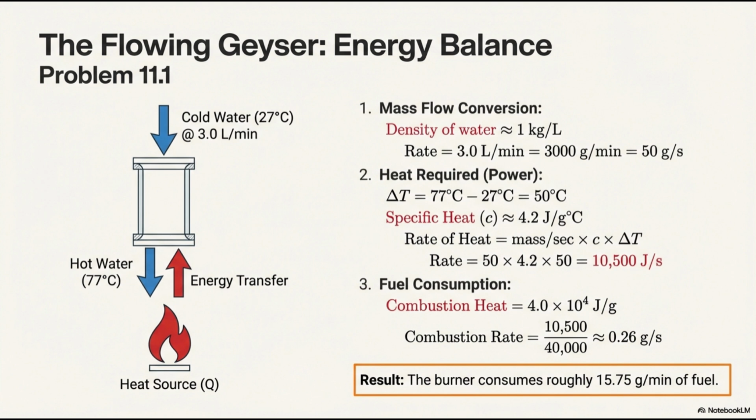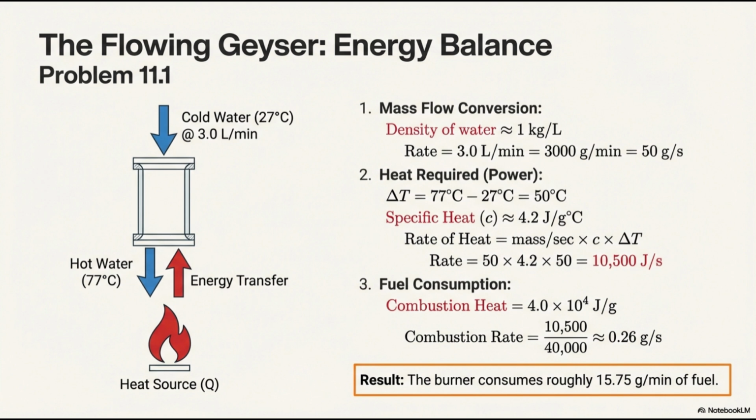Step 3. Calculate temperature rise. The initial temperature of water is 27 degrees Celsius. The final temperature of water is 77 degrees Celsius. So, the temperature rise is delta T equals 77 minus 27, which is 50 degrees Celsius.